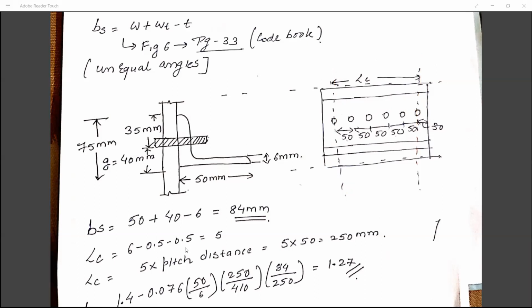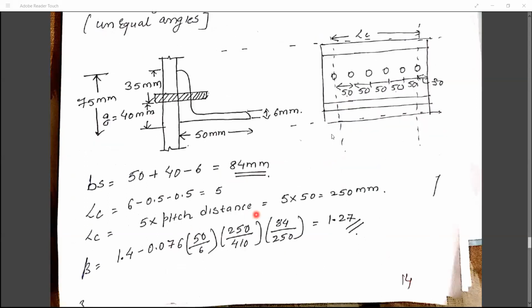So this is in that fashion only. So 5 into pitch distance. What is our pitch distance? 50 mm. You can consider it as 40 mm also, but in this problem I have considered 50 mm. See, this is a design problem. You can take the values based on your design problems. I have considered like this. You can take 40 also, there is nothing wrong. 5 into 50, 250 mm will be your answer.